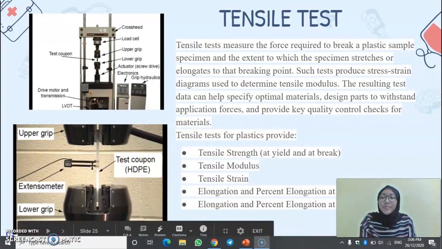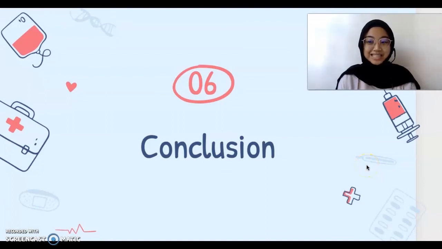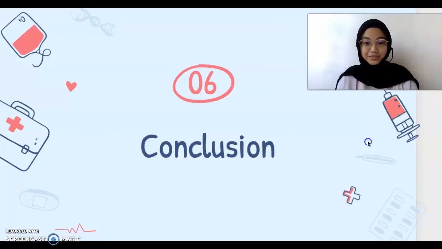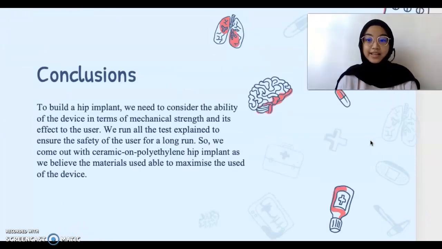Thank you. So, based on the explanation given by my groupmates and I, we have come to a conclusion. We can conclude that to build a hip implant, we need to consider the ability of the device in terms of mechanical strength and its effect on the user. The tests explained will be conducted to ensure the safety of the user in the long run. So we have agreed to come up with a ceramic and polyethylene hip implant, as we believe the materials will be able to maximize the use of the device.